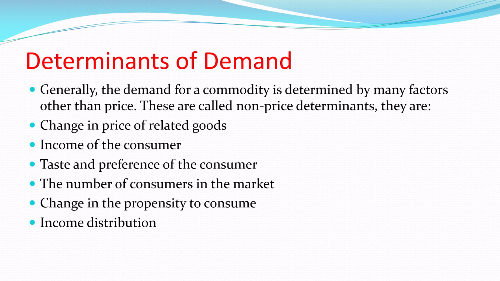Determinants of demand. Generally, the demand for a commodity is determined by many factors other than price. These are called non-price determinants. They are change in price of related goods, income of the consumer, taste and preference of the consumer, the number of consumers in the market, change in the propensity to consume, and income distribution.